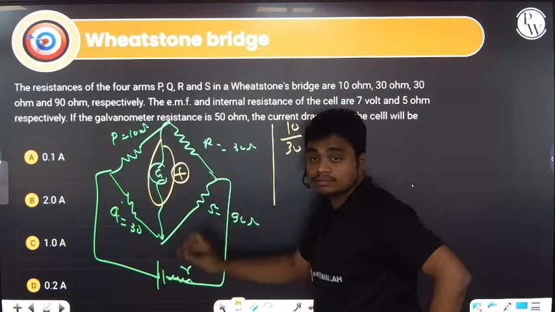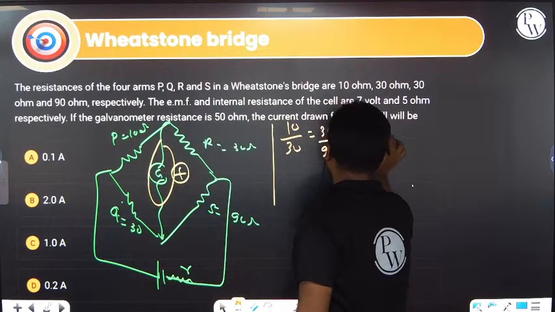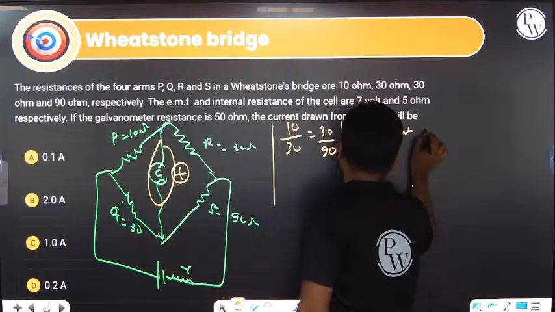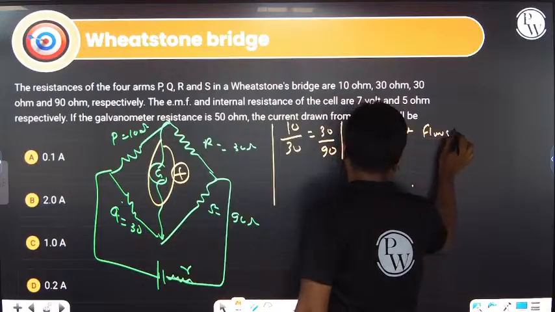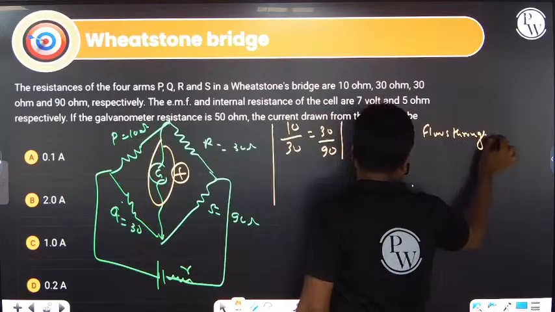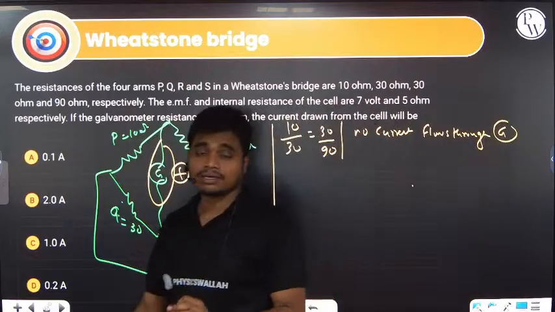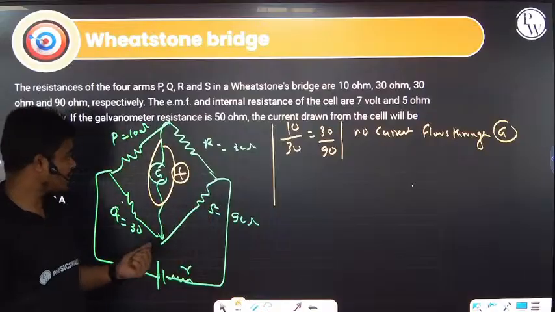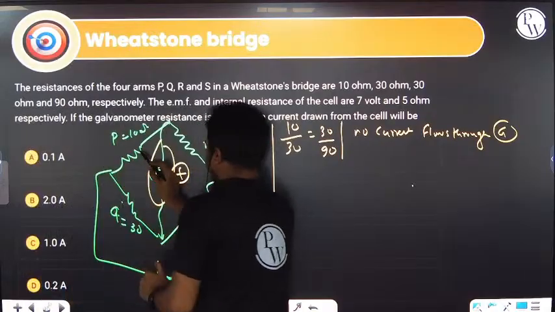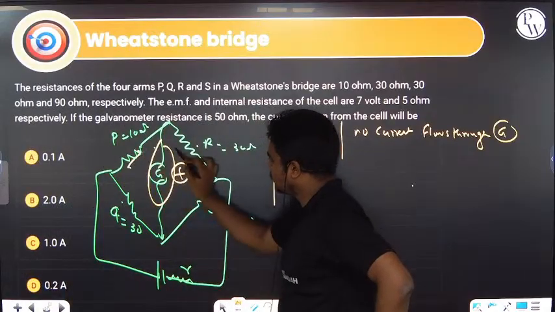Current does not flow here. So no current flows through the galvanometer, so no need to consider the resistance of the galvanometer. In that case, we don't have to consider the resistance of the galvanometer. Just as it is, whatever we have here, these two are in series combination. If we go like this, these two are in series combination.